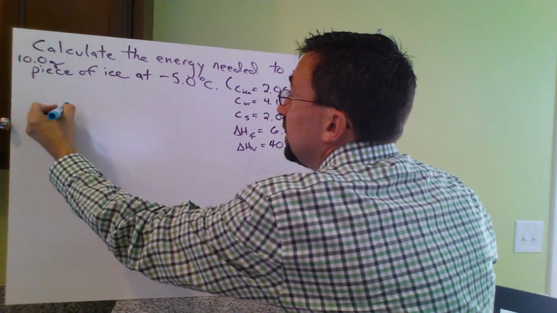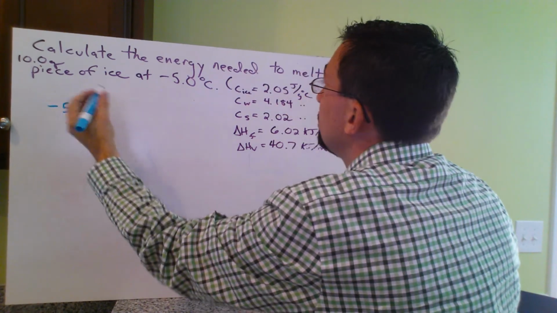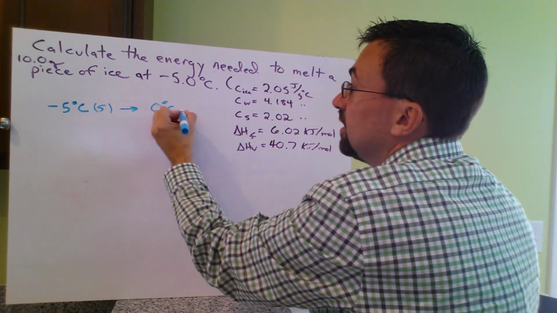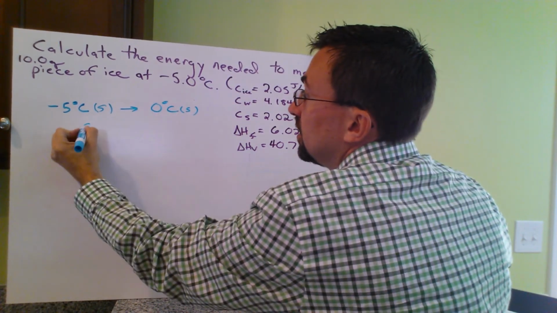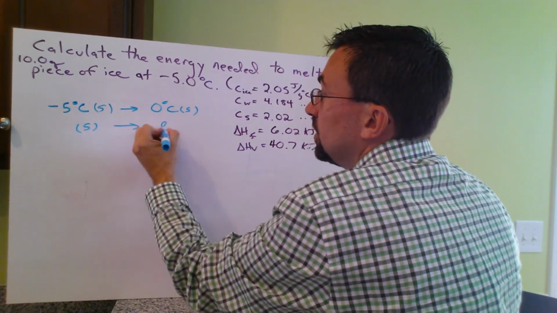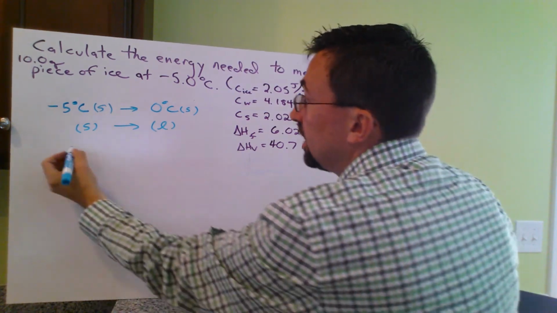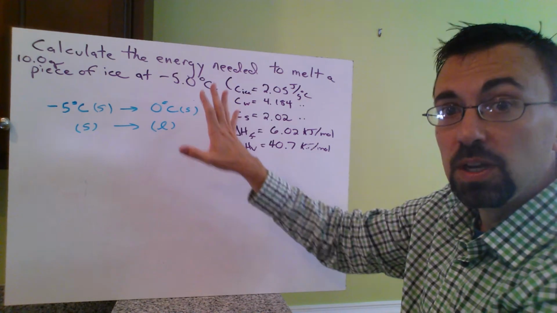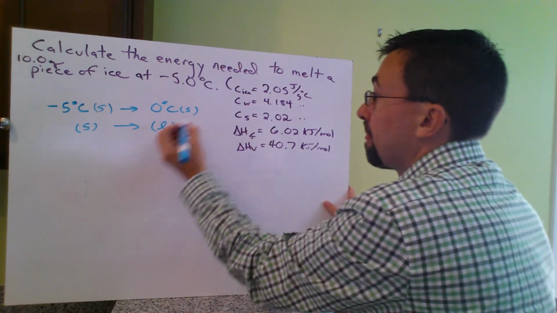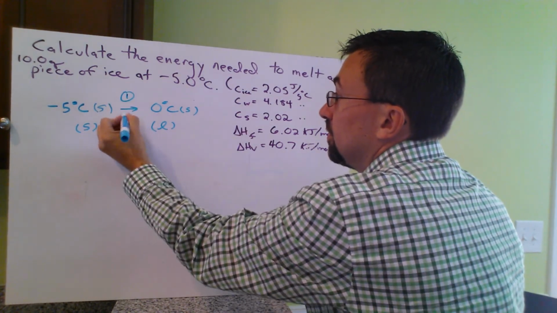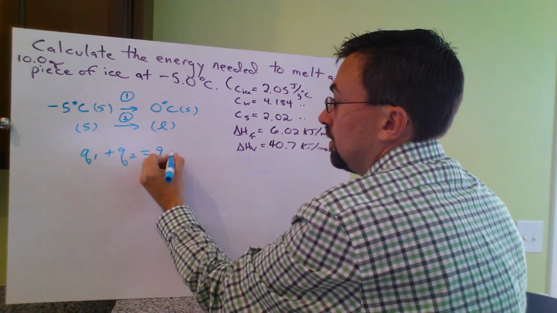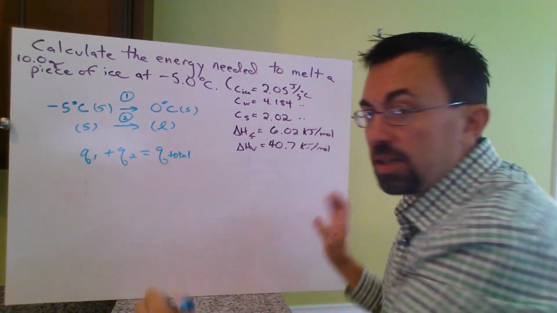So we have minus 5 degrees Celsius, and this is a solid. We need to go to 0 degrees Celsius as a solid. Then we need to go from a solid to a liquid. And that's it, right? And then we've done what they've asked us to do. So this is a 2-step process. Step 1, step 2. Or I might even call that my answer.